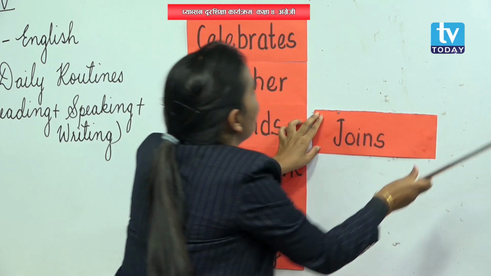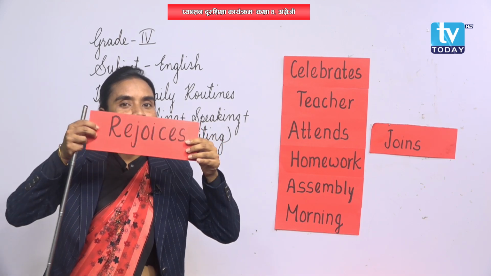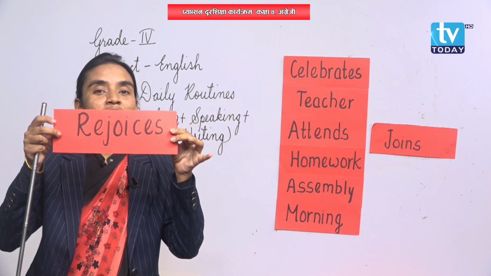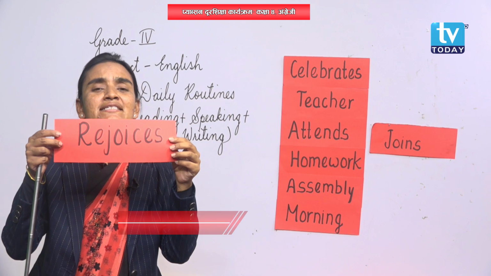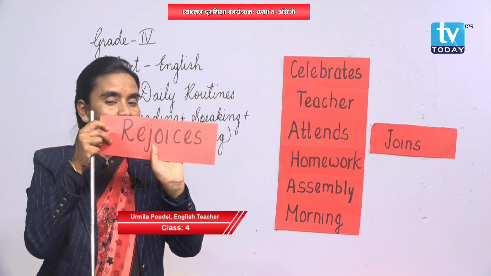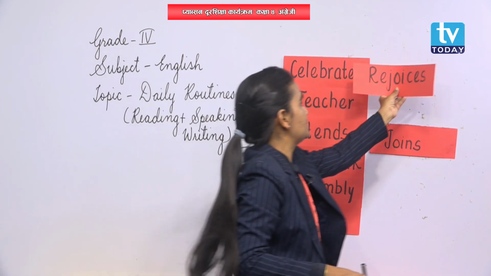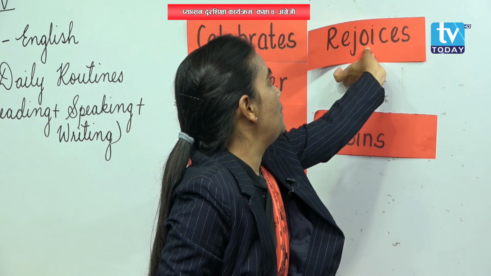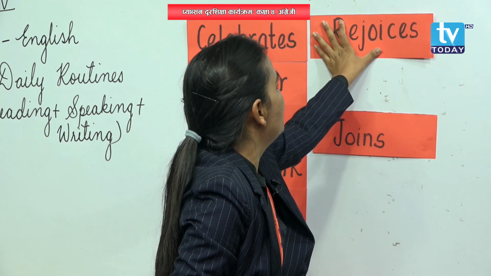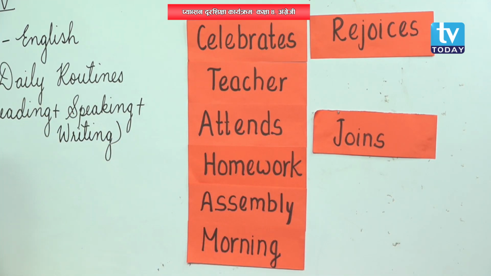Now the next one is there. The next word I have done here, it's rejoices. Very easy meaning is there. The first word of our vocabulary part, it's celebrates. Children, the spelling also you can remember from rejoices, it's celebrate.